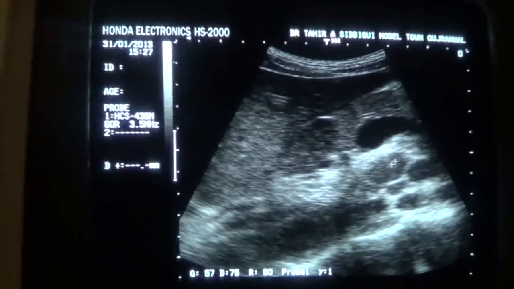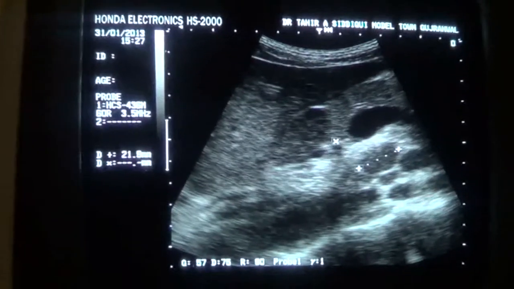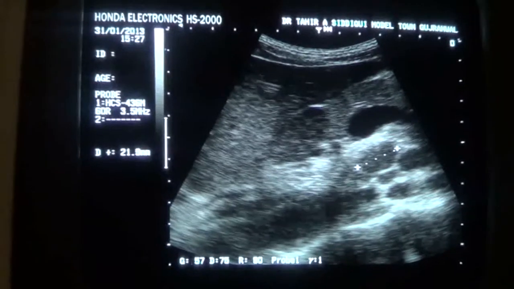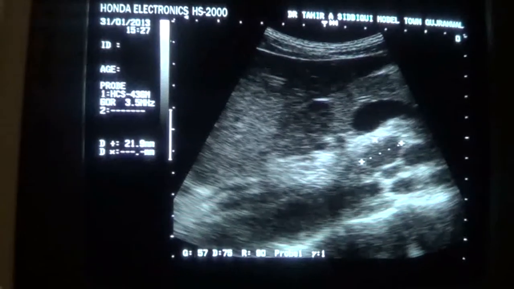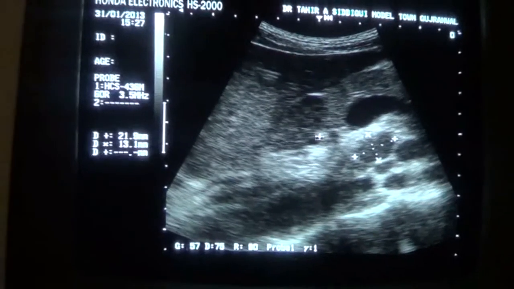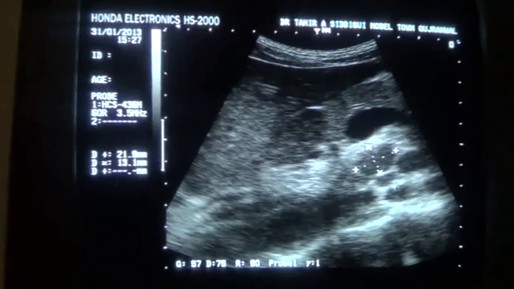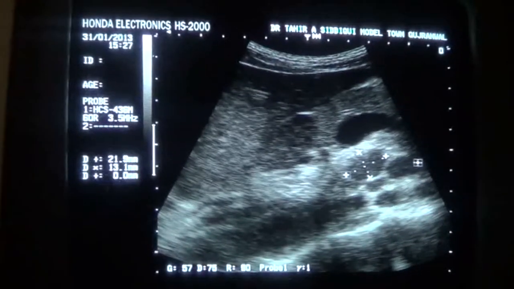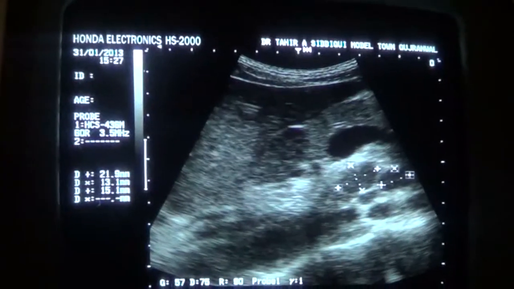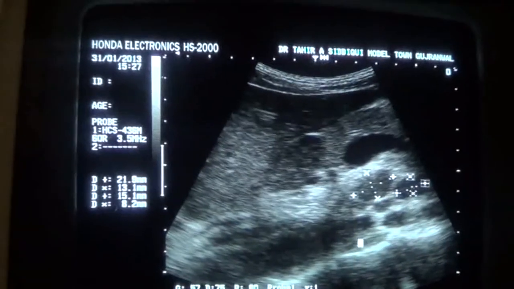Now this is the actual full size of the lymph node that measures 21 by 13 millimeter, and the other one is this one. This is a lymph node, and this is another lymph node. So there are in fact three. However, two are the larger ones that are seen in the para-aortic plane.